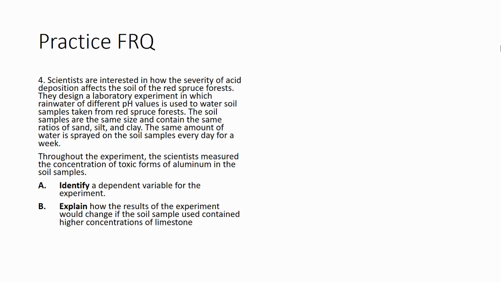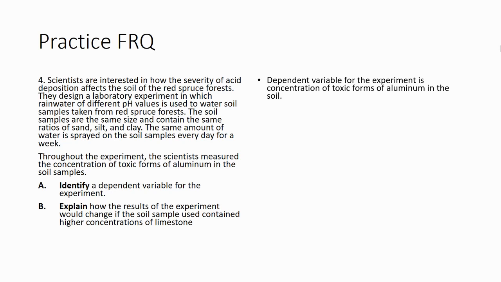Okay, at this point, you should have paused the video and answered our 2 practice FRQ questions. Based upon the experimental scenario that they provided to us here, you first had to identify the dependent variable. So here, your dependent variable for this experiment was our concentration of toxic forms of aluminum. Remember, that was what they were measuring in this experiment, making it the dependent variable here.